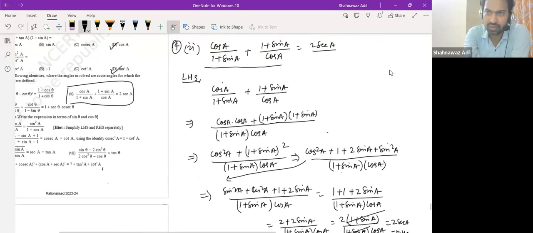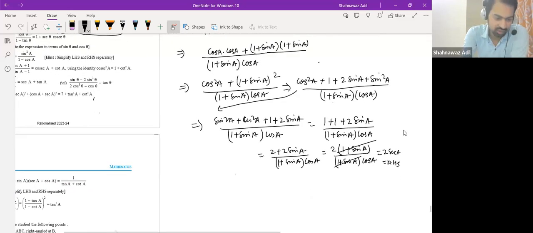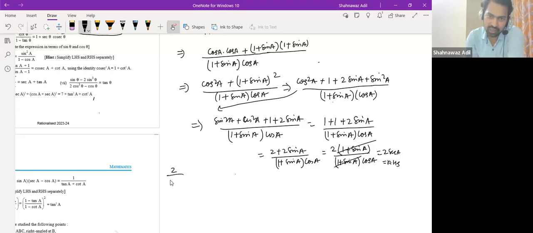So what did you do in that last step? So this is 2 by cos A, right? So I can write 2 times 1 by cos A. And what is 1 by cos A? This is sec A, so that is 2 sec A. That is what I did. Clear, everyone?